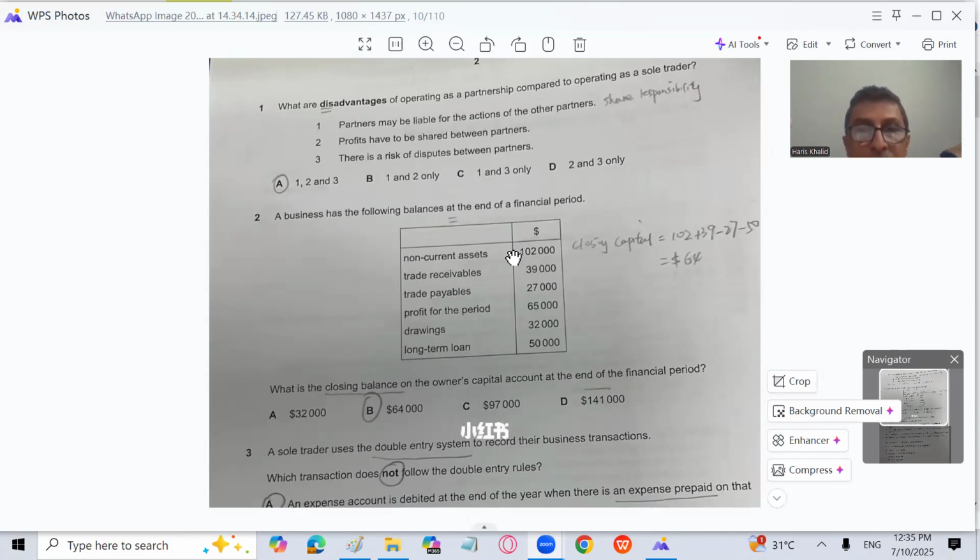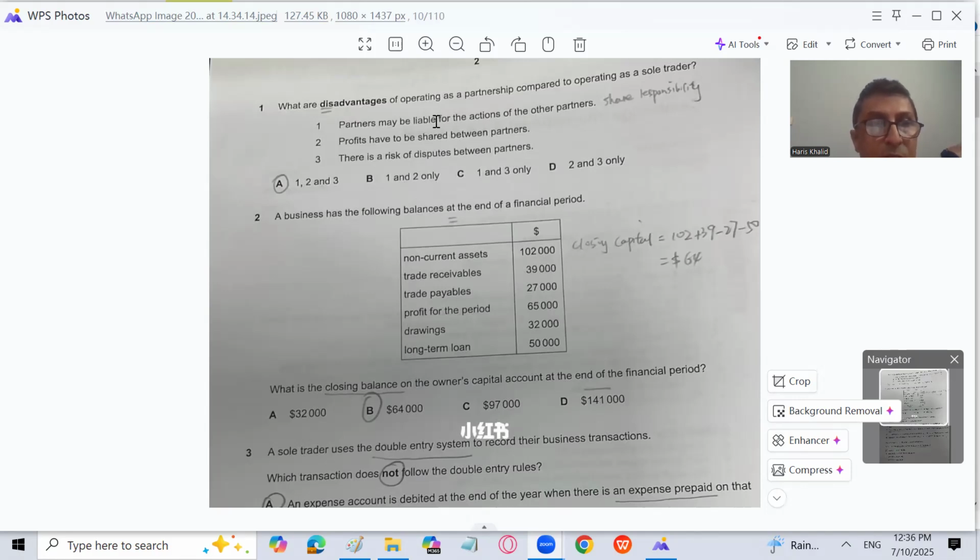Today we are going to solve the paper which came in May-June 2025, variant 1-3. Unfortunately, I won't be able to get variant 1-2 right now. As soon as I get it, I will upload the solution for that also. This is the May-June 2025, variant 1-3, AS Accounting MCQs paper, P1, which was held on 4th of June. Let's start the questions.